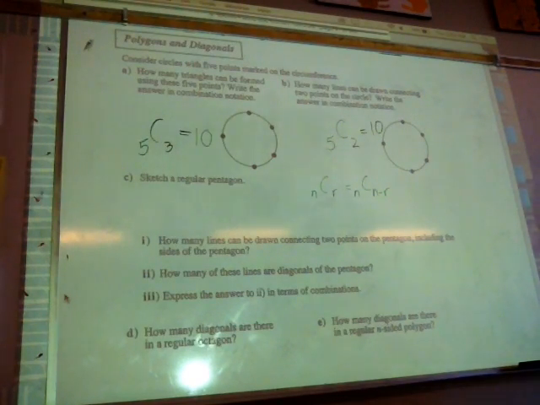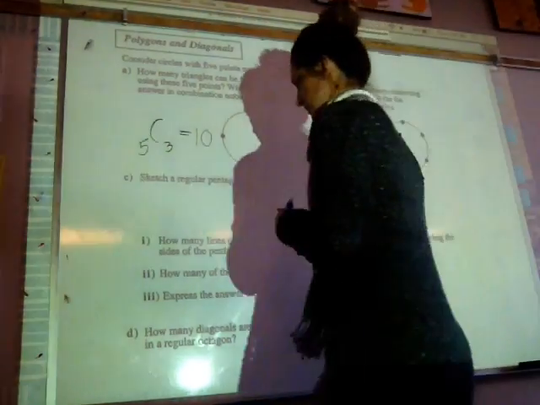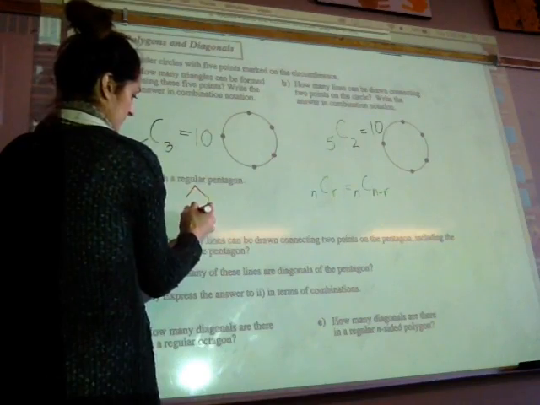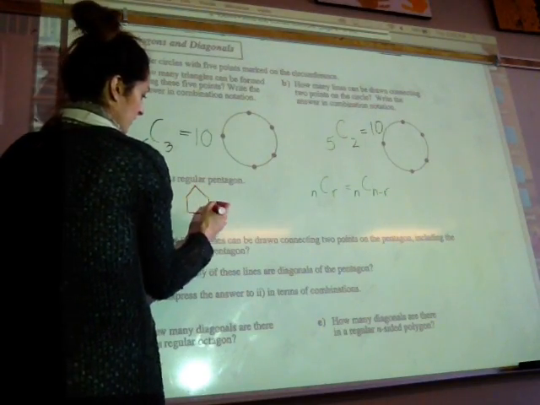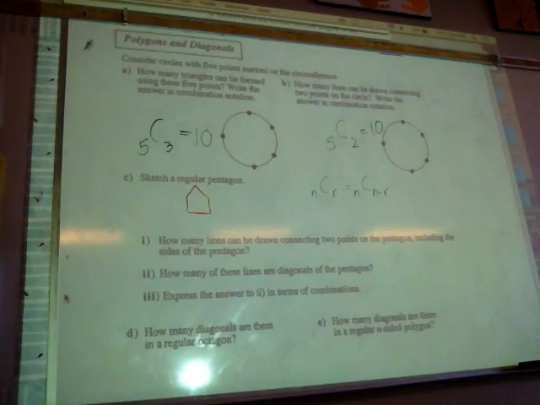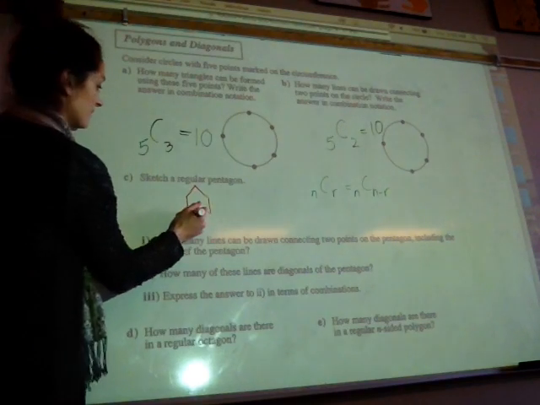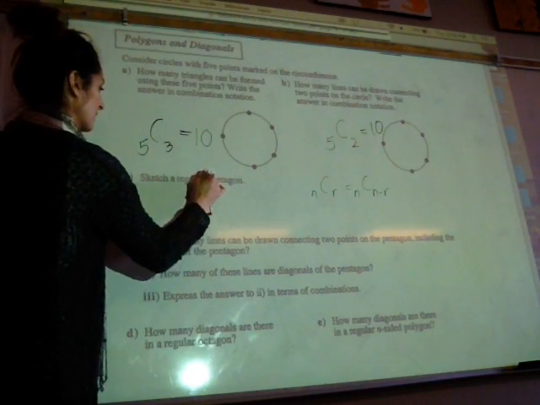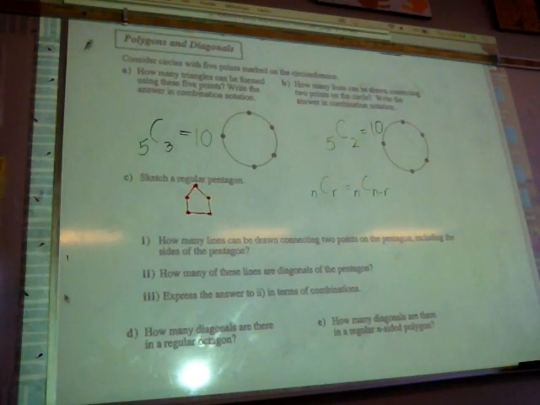Alright, now we're going to sketch a regular pentagon. Regular means all sides are equal. Pentagon, there's 5 vertices. How many lines can be drawn connecting 2 points on the pentagon, including the sides of the pentagon?